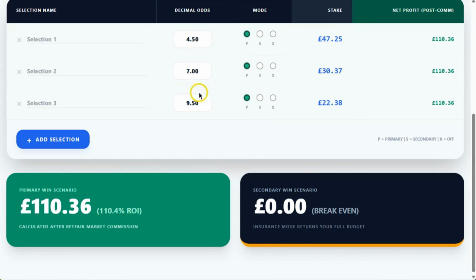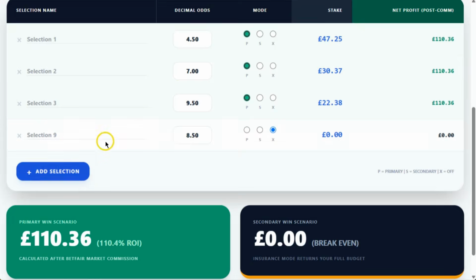Now, say we were looking at this race and there was a fourth selection that we weren't sure about. We think that the winner is going to come from the first three, but that fourth selection we're not sure about. Let's just say the price was 10.50, and we weren't sure. So let's hedge it out.